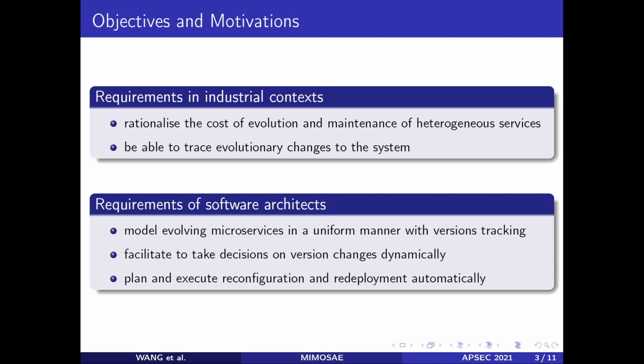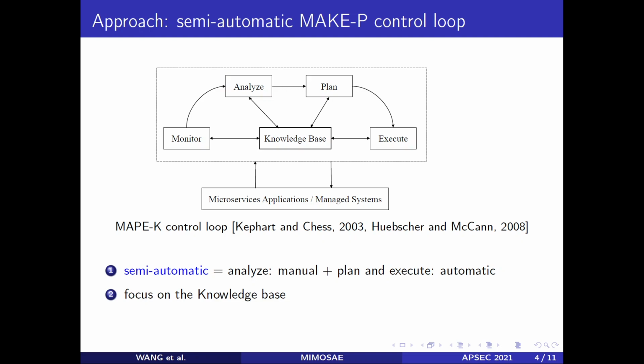And then, after decisions are taken, another issue comes concerning planning and executing automatically the redeployment of changed microservices. So we follow the MAPE-K approach of causality between the control loop and the managed system for autonomic computing. We consider our proposal is semi-automatic. That is to say, the decisions of version changes are made manually by architects, and the activities of planning and executing are performed automatically. And in this paper, we mainly focus on the part of knowledge base.